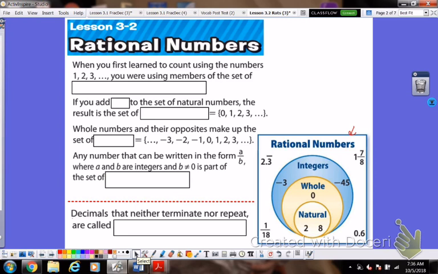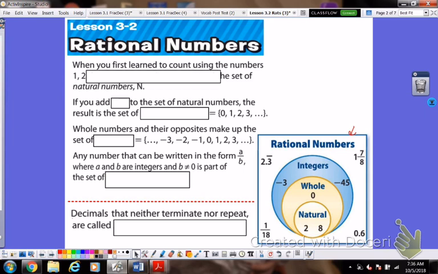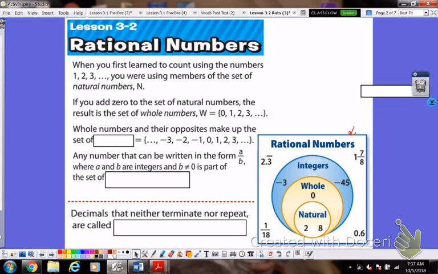Okay, so when you first learned to count using the numbers 1, 2, 3, 4, 5, 6, 7, 8, etc., you were using members of the set of natural numbers. And we abbreviate that with a capital N. So your counting numbers are called your natural numbers. If you add 0 to the set of natural numbers, the result of the set is our whole numbers, which we abbreviate with a W. So your whole numbers are your natural numbers and 0.